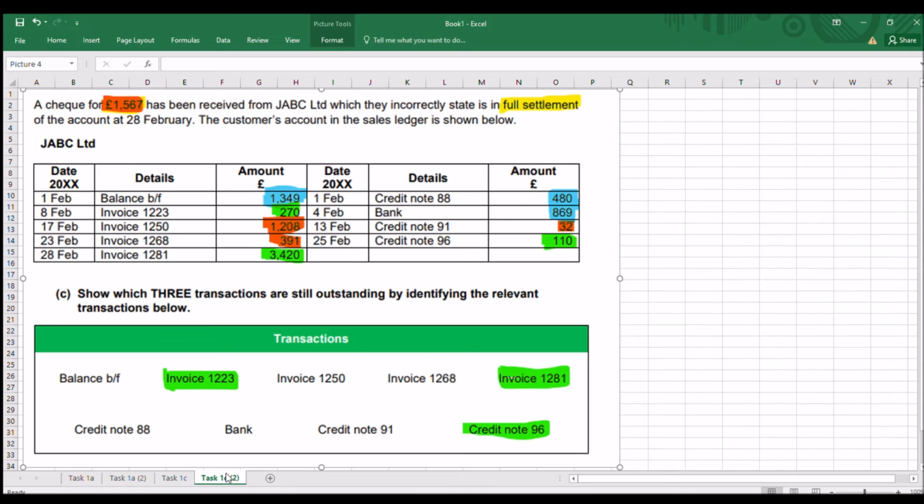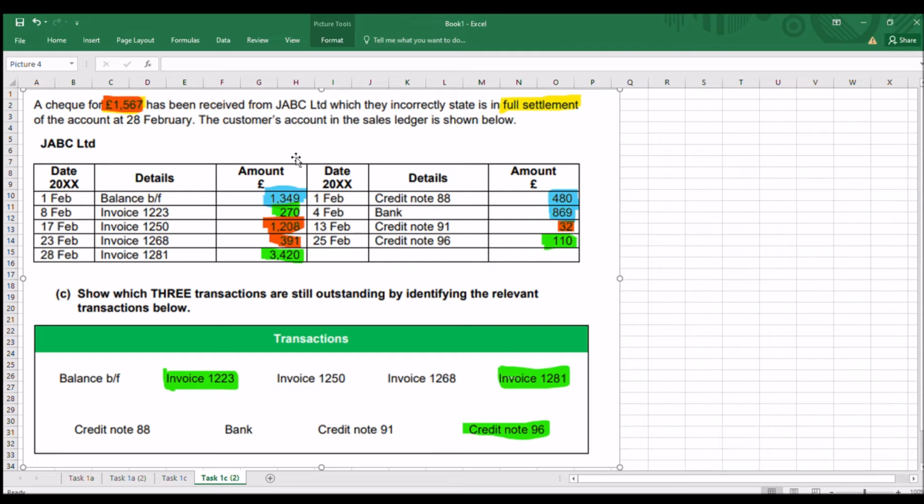Let's look at how I did the task here. Let's break down this question. We've got this amount here that we've got to get to. In here there are some figures which will get to that amount, and we've got to see what's left over.